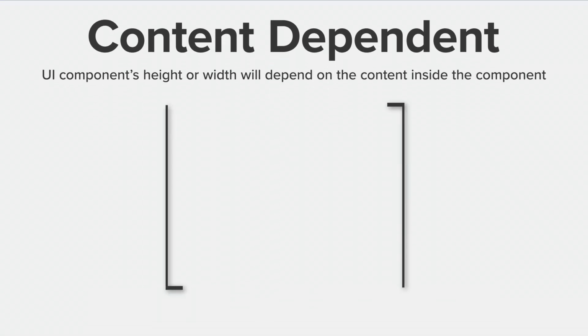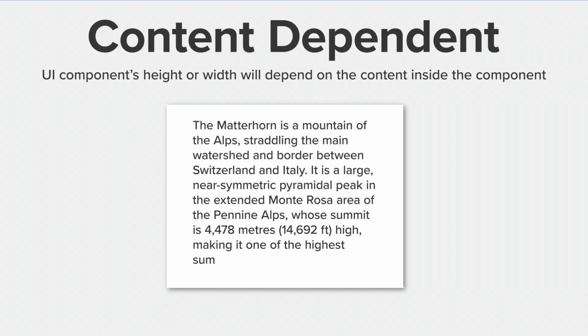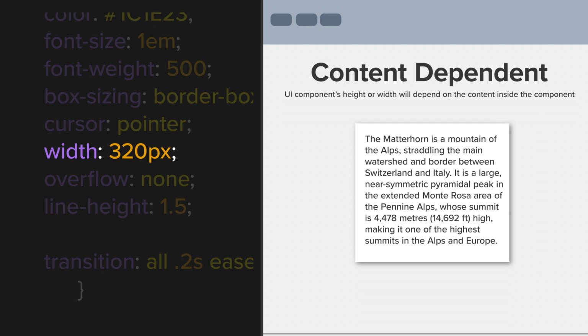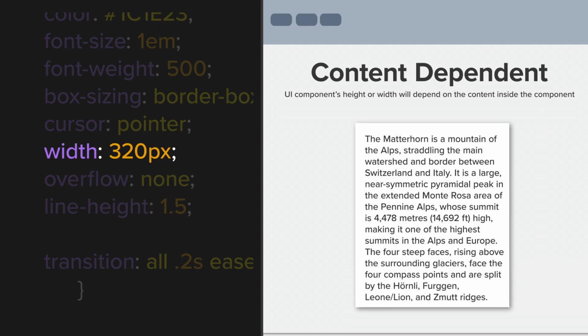Next, let's talk about content dependent. This means your UI component's height or width will depend on the content inside the component. In this example, the card's height is content dependent. As you type more text, it gets taller.